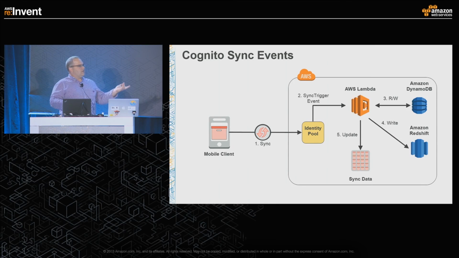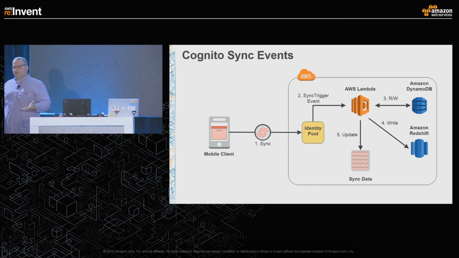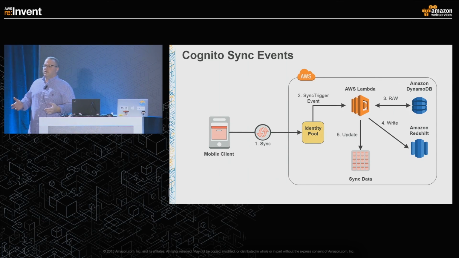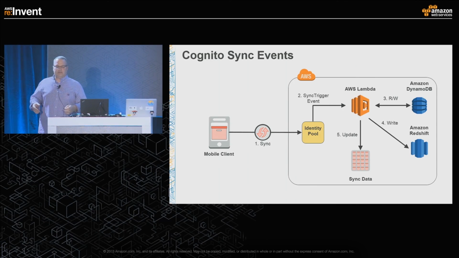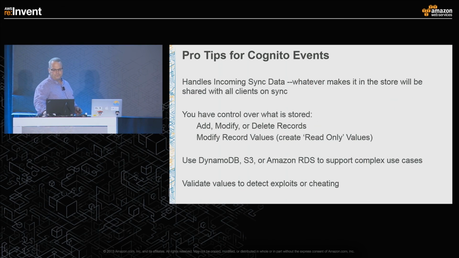In addition to managing the data, changing the data before it gets stored, it's a Lambda function, so you have access to the rest of AWS. You can send it to Dynamo, you can send it to Redshift, you can do whatever you want with that data. Okay, talked about that.